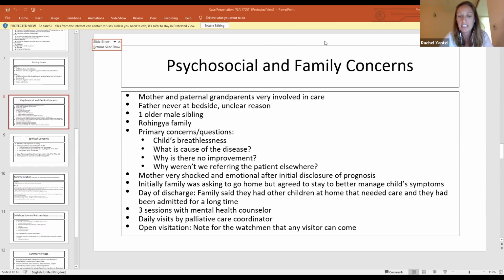The mother had 3 sessions with our mental health counselors that were quite valuable. And I think basically daily visits from our palliative care coordinator, who's on the call here. We also allowed open visitation, and we made sure that the watchman of the hospital knew that this family could have any visitors come in that they needed. Next slide.